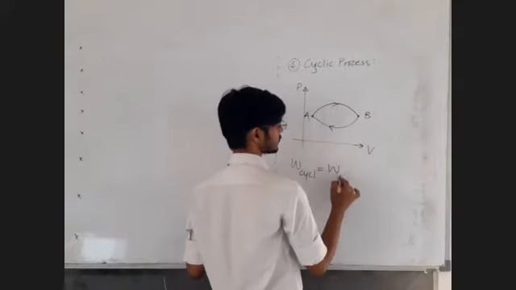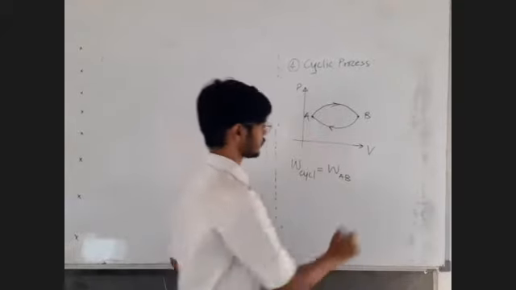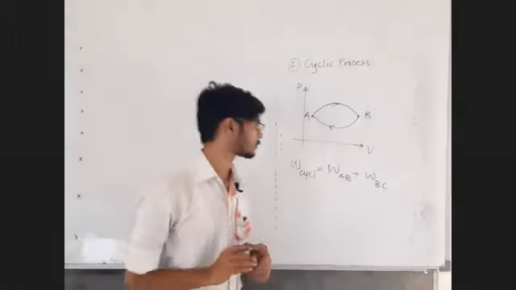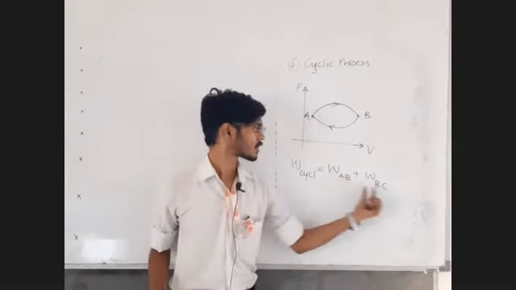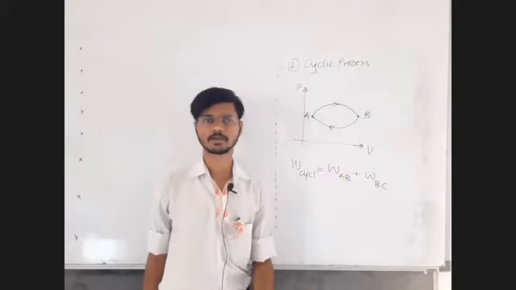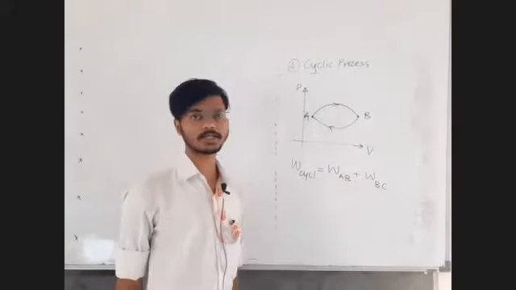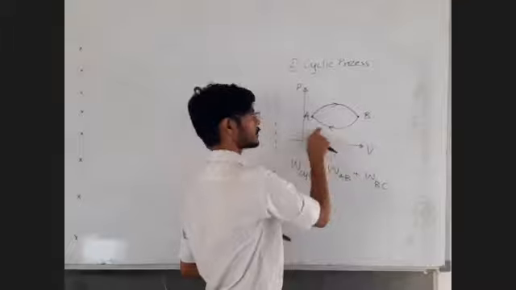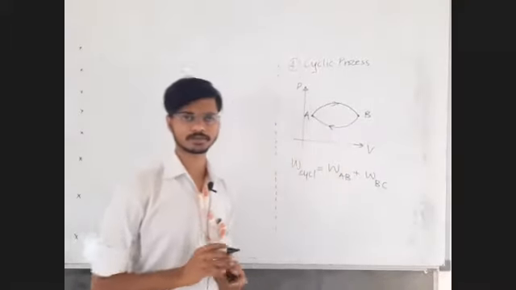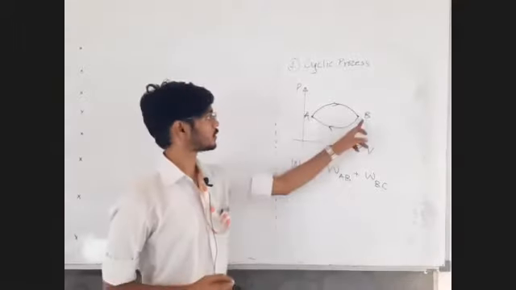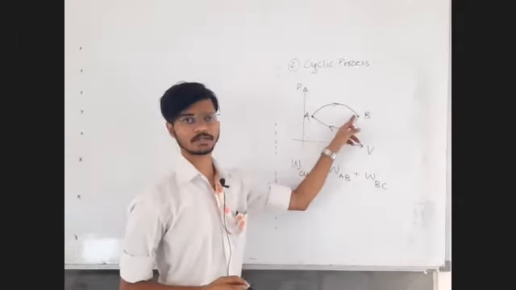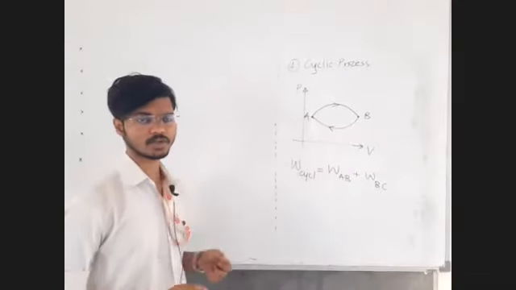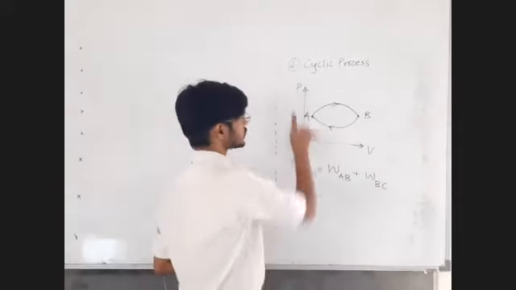First process is process AB plus work done in the process B to C. Now tell me, are the work done in the process AB and BC same? Not BC, B to A. A to B is this part and B to A is this part. Are they same or different? Work done is area under the pressure volume graph.